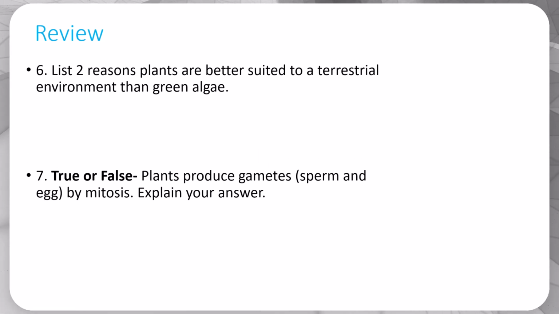Number 7, true or false? Plants produce gametes, which is sperm and egg, by mitosis. Explain your answer. Ooh, so that is actually true.